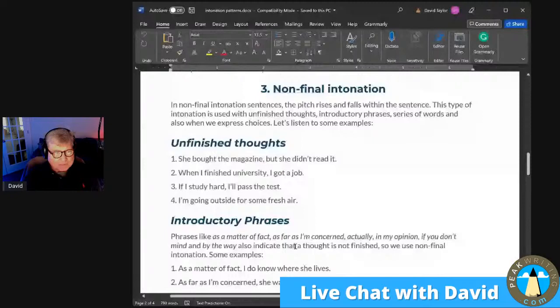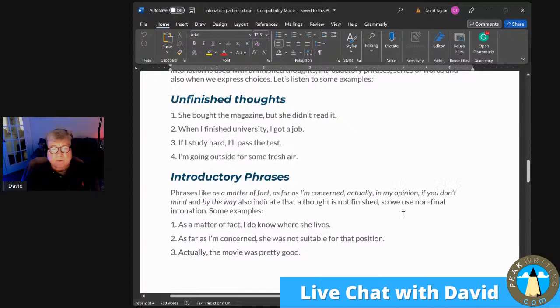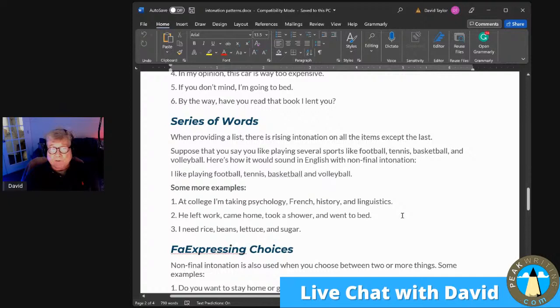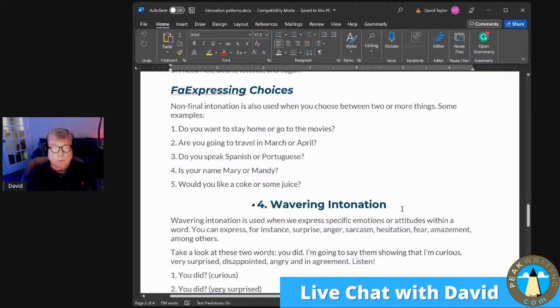Okay, non-final intonation. I left this slide out. Non-final intonation is used in four cases. Unfinished thoughts, that's where you begin with an introductory clause or phrase that is unfinished. Introductory phrases and clauses set off by a comma. Any series, words, phrases, even clauses can be put in series. And here we're talking about any number. And then choices, where you have alternative choices within one sentence.